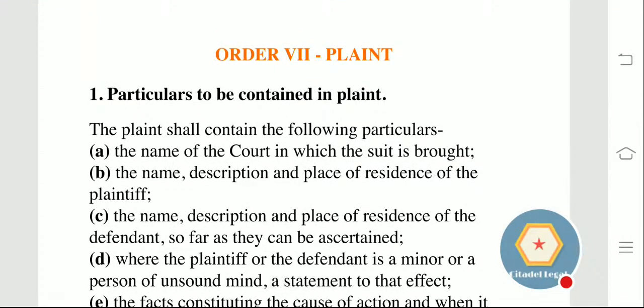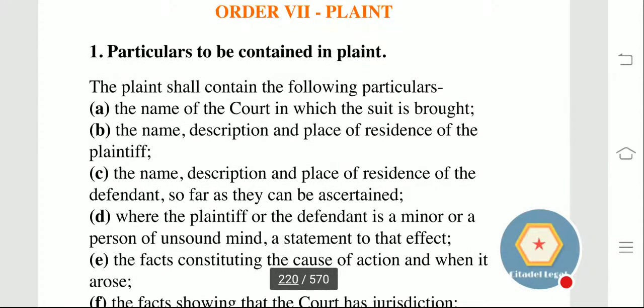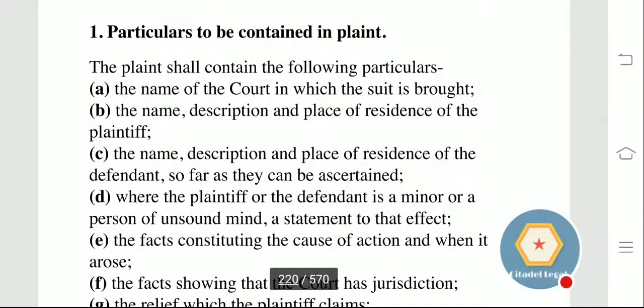Okay, now order 7 deals with the plaint. Now order 7 rule 1 says particulars to be contained in a plaint. This provision is very important, and from this provision and this specific section you will get questions in preliminary as well as in written examination, whether it is judicial service or a law officer exam. So please be very careful and keep your bare act with you. Please, it is a request, keep your bare act with you.